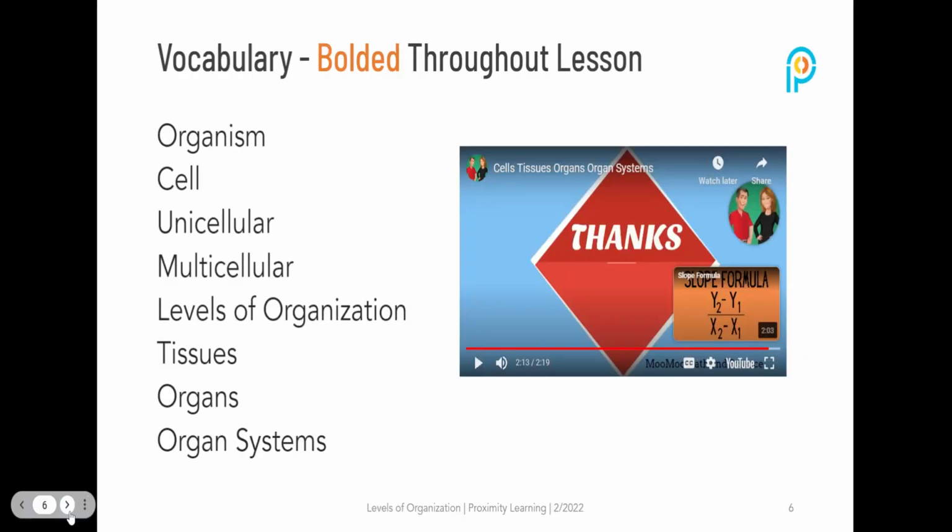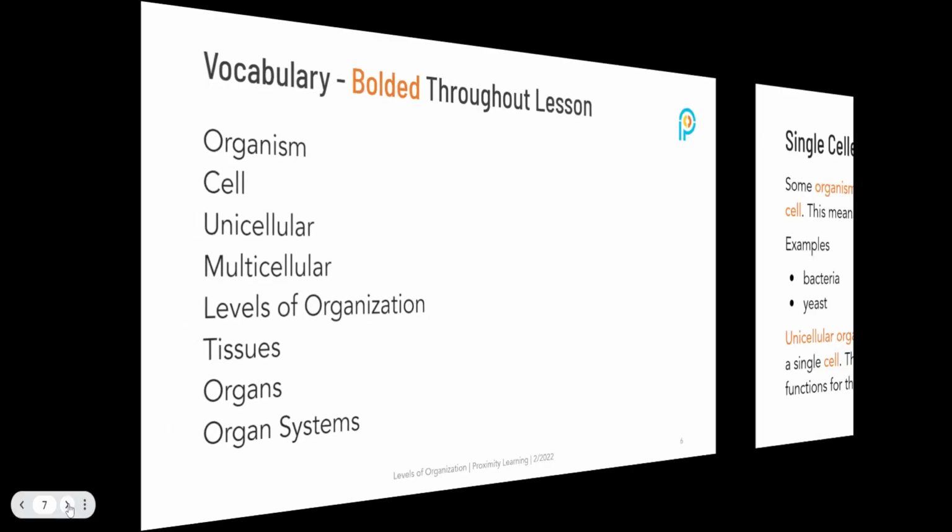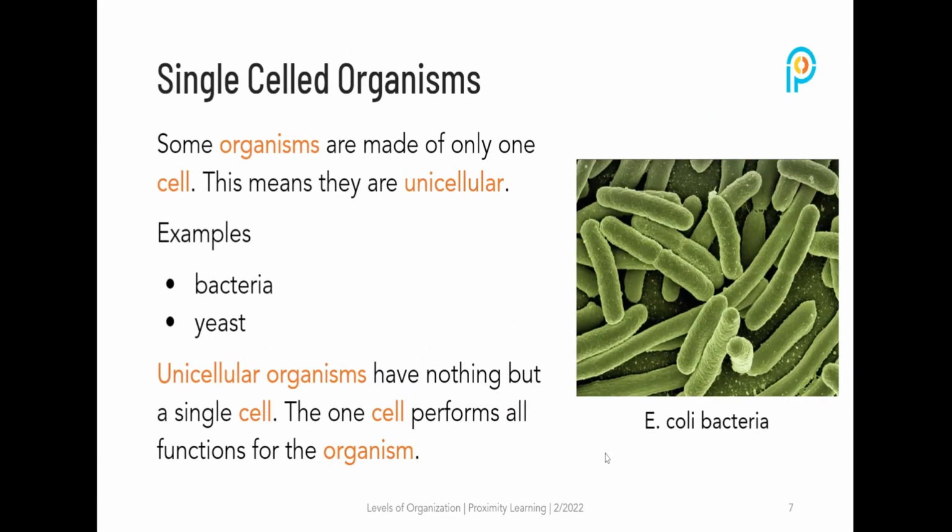All right, so that gives us our brief intro. So we've already talked about single-celled and multi-celled organisms. Let's do a quick review. Some organisms are made of only one cell, so they're unicellular. That would be bacteria and yeast, for example. Unicellular organisms have nothing but one cell, a single cell. That one cell performs all functions for the organism.